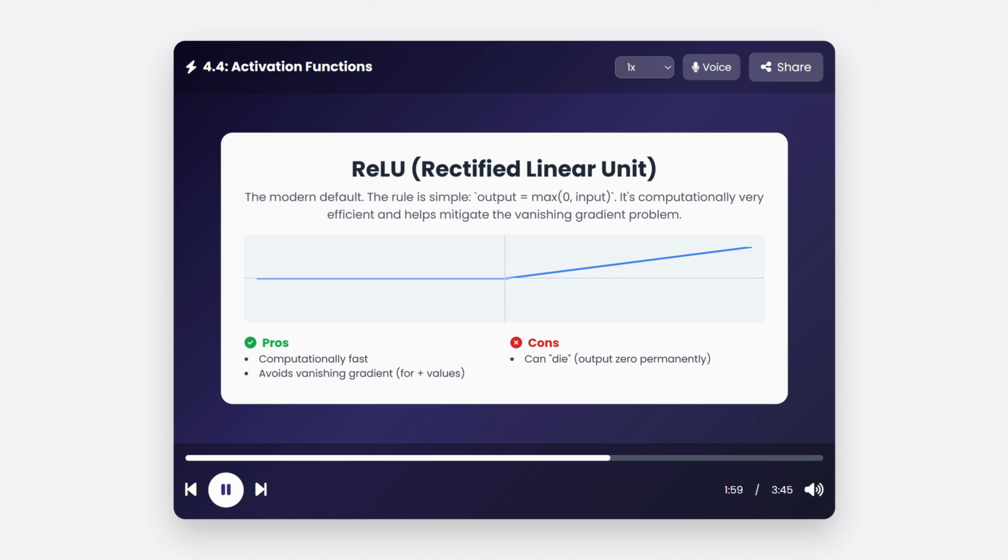Its rule is shockingly simple. If the input is positive, the output is the input. If the input is negative, the output is 0. This simplicity makes it extremely fast to compute. More importantly, it doesn't suffer from the vanishing gradient problem for positive values, allowing for much deeper and more effective networks. Its main drawback is the dying ReLU problem, where a neuron can get stuck outputting 0 and effectively die.